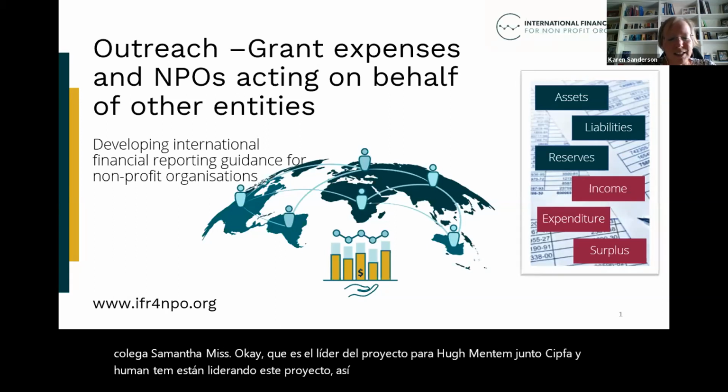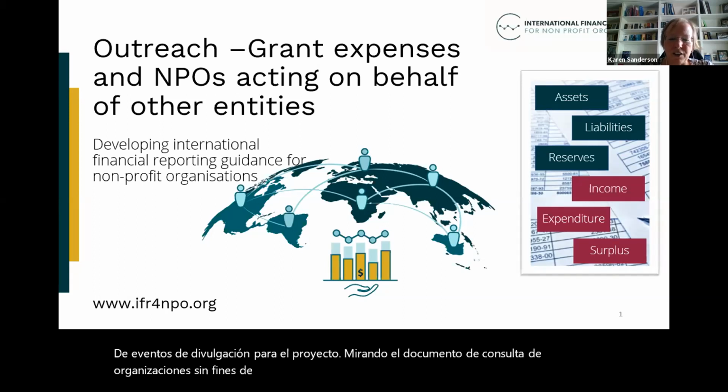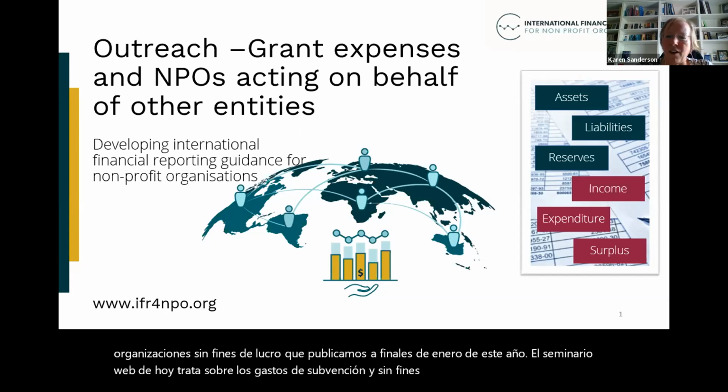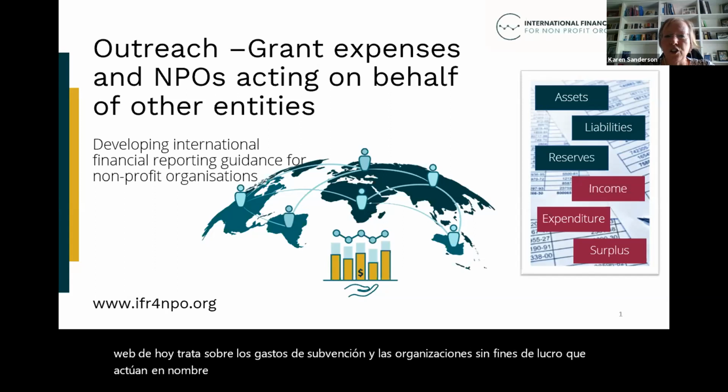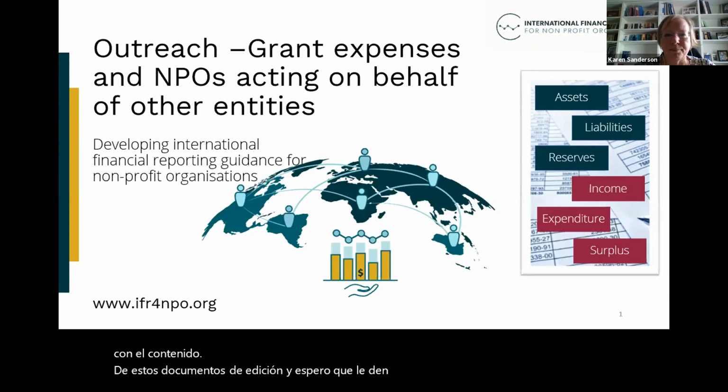This is part of a series of outreach events for the project, looking at the non-profit organisation consultation paper that we issued at the end of January this year. Today's webinar is about grant expenses and non-profit organisations that act on behalf of other entities. These are topics or issue papers 2 and 4 in part 2 of the consultation paper. And the objective of today's webinar is to familiarise you with the content of these issue papers and hopefully give you confidence to respond to the consultation paper.